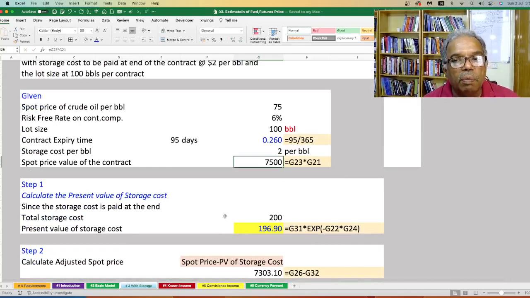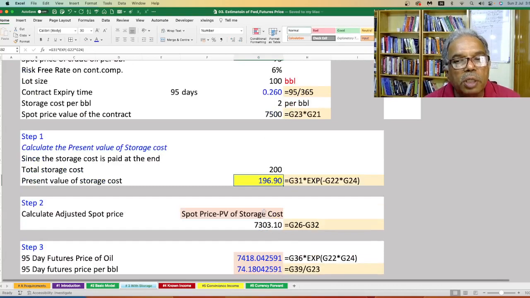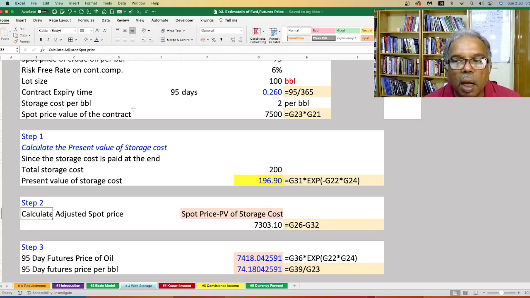For the first step, we will find out the present value of the storage cost. That is nothing but 2 into 100, so 200 is the storage cost to be paid at the end. So 200 is discounted backwards by 200 exponential of minus R into 95 divided by 365 as the time. So we get 196.90. The next step is to calculate the adjusted spot price, which is nothing but the present spot price plus the present value of the storage cost.